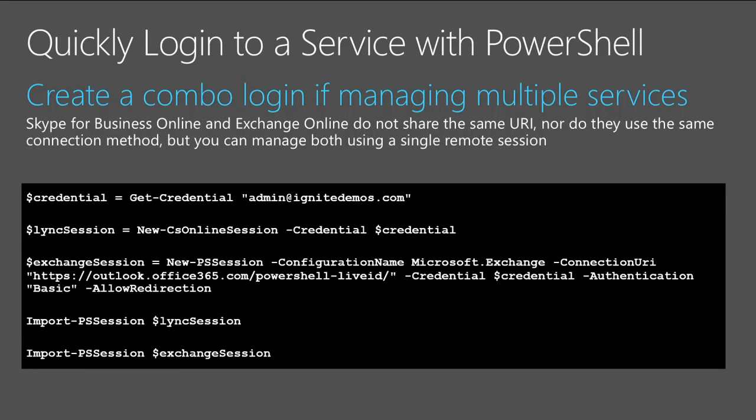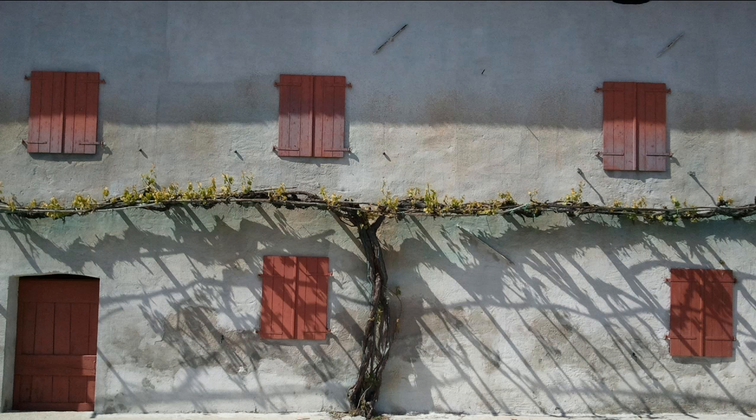So here's an example of a combo login. Here's one single script, just a few lines. Save it as a PS1 file, and you'll be logging in both to Exchange Online and to what used to be Lync Online, but is now Skype for Business. Okay, just one simple console. Let me actually switch over to that real quick. One second.